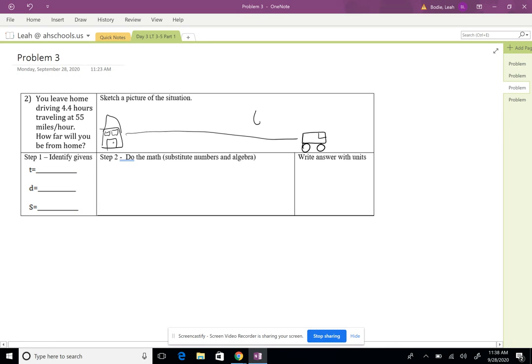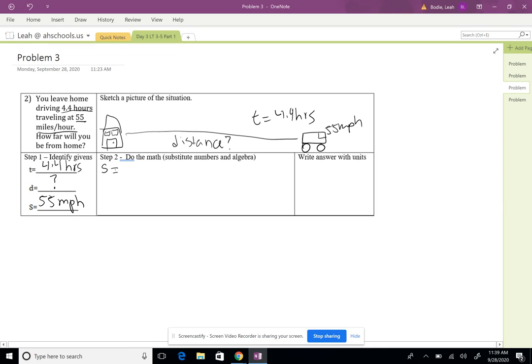Our time here was 4.4 hours. We do not know the distance. And our car was going 55 miles per hour. So let's go now and identify our givens. We said our time was 4.4 hours. We don't know our distance, so we're going to put a question mark there. And then our speed was 55 miles per hour. So now we can do our math.